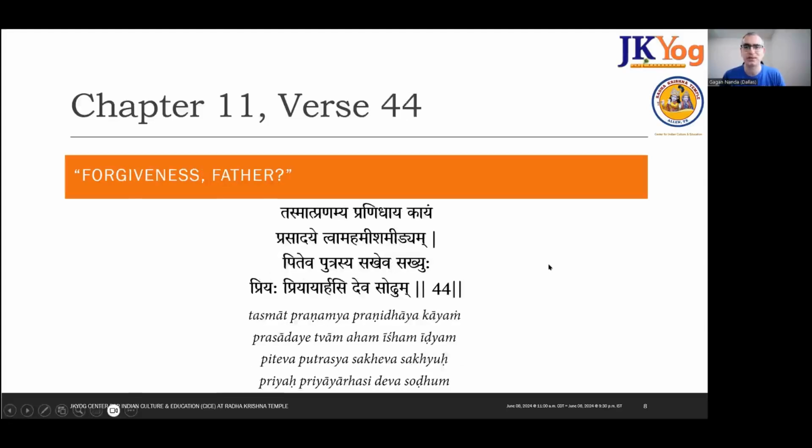Therefore, chapter 11, verse 44, the catchphrase is forgiveness, Father, because Arjun continues to realize he needs to seek forgiveness, this time not just from Sri Krishna the friend, but from Sri Krishna the Father. It is all part of his behavior or attitude with all good intentions, yet he's worried that he needs to seek that forgiveness.